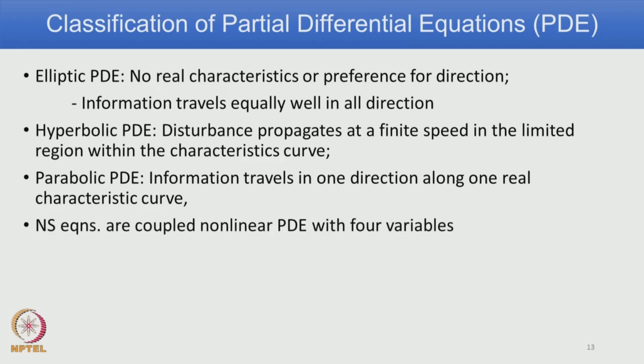Now, having defined the classification elliptic, parabolic and hyperbolic, one tends to ask a question: what about the Navier-Stokes equation itself? The complete Navier-Stokes equation, that is the unsteady term, convection term, 3-dimensional, along with the pressure term on the right hand side, does not fall under any one such category specifically. They are coupled nonlinear PDEs, and as we have seen before, with 4 variables.